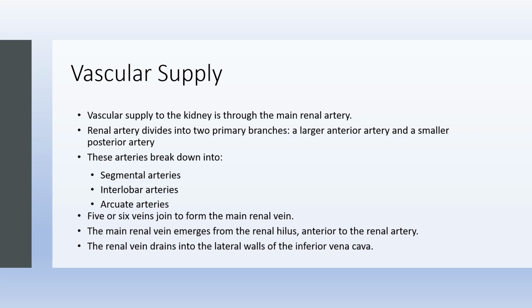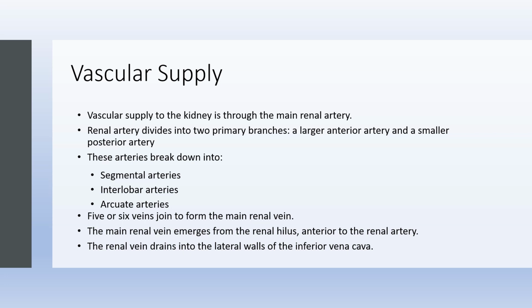All right, vascular supply. The vascular supply to the kidney is going to be through that main renal artery. It's going to divide into two primary branches, a larger anterior artery and a smaller posterior artery, and then those arteries are going to break down even further. You do want to know the arteries of the kidney.